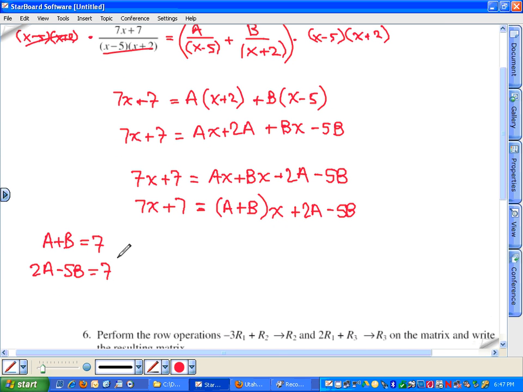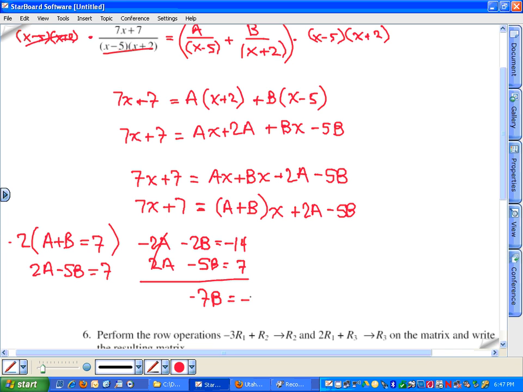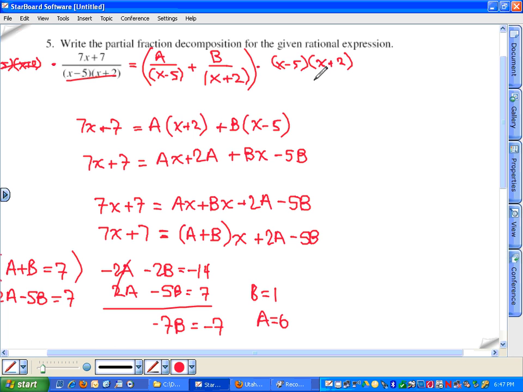Now we need to solve the system of equations. If I multiply the top equation by negative 2, this becomes negative 2a minus 2b equals negative 14. Here we have 2a minus 5b equals 7. Adding this up gives negative 7b equals negative 7, so b is equal to 1. Now a plus b is equal to 7. If b equals 1, that means a has to equal 6. So we go back up here and replace a and b with their values. Final answer is 6 over x minus 5 plus 1 over x plus 2.